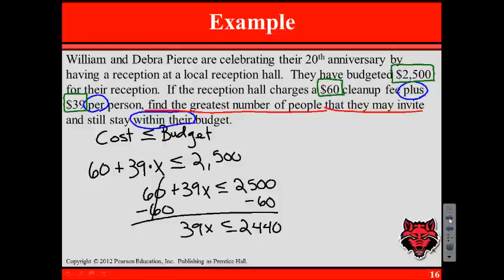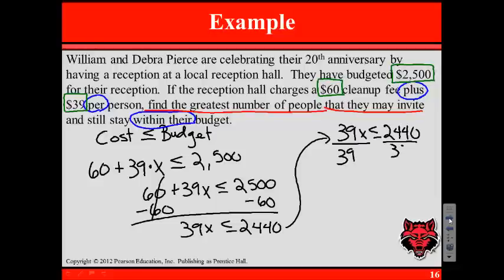Now at this point, in order to solve for x, we would divide by its coefficient. So we go to the top where we have some more room. Now we divide both sides by 39. That gives us x is less than or equal to 62.564, and so on. Well, we all know that we can't invite 62.5 people, but x must remain lower than that. x is less than or equal to.